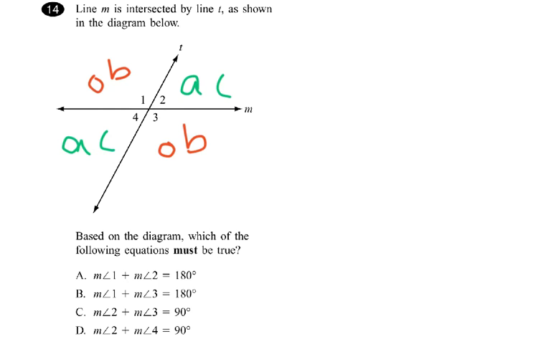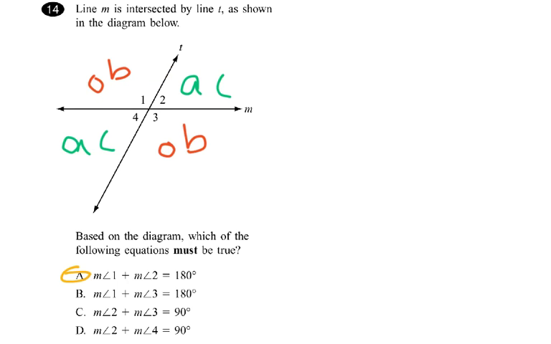I'm looking down below. Is the measure of angle 1 plus the measure of angle 2 180 degrees? So the measure of angle 1 plus the measure of angle 2, does that equal 180? Well, believe it or not, yes. Anytime you have a straight line, that is the key. That is what you're looking for, right? 180 degrees in a straight line. So A is our answer.